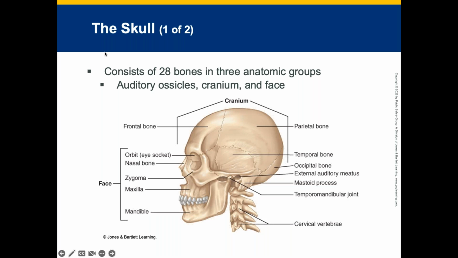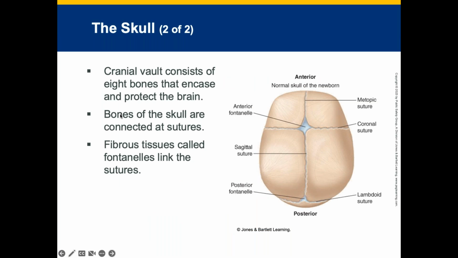Then C3 through C7, T1 through T12, lumbar, there are 5, and then 4 for the coccyx, right? Those are all just L1, T1, T2, S1, all that. Those don't change. All right, so the cranial vault consists of 8 bones that encase and protect the brain.